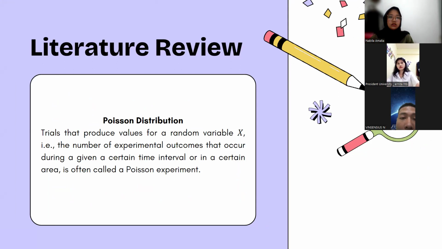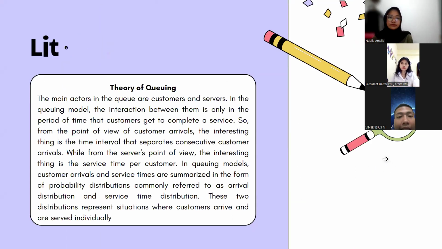So this is the Poisson distribution: trials that produce values for a random variable x, i.e., the number of experimental outcomes that occur during a given time interval or in a certain area. It's often called a Poisson experiment. Please, next.